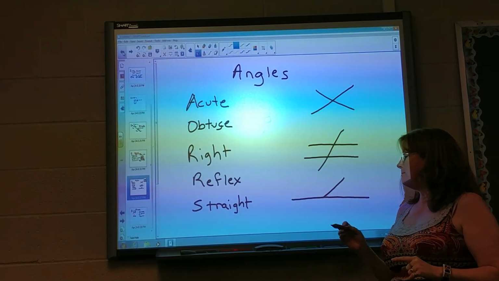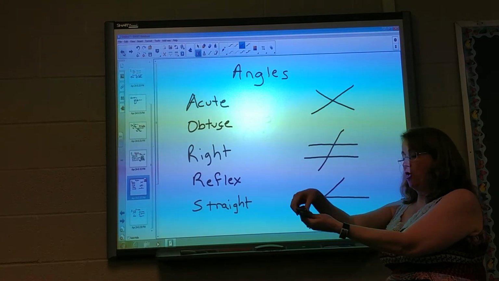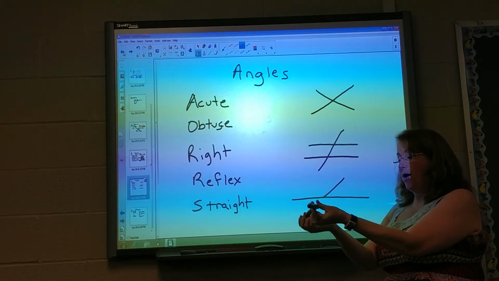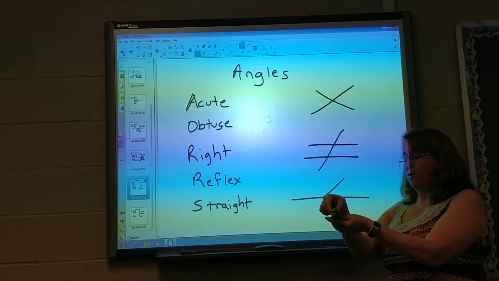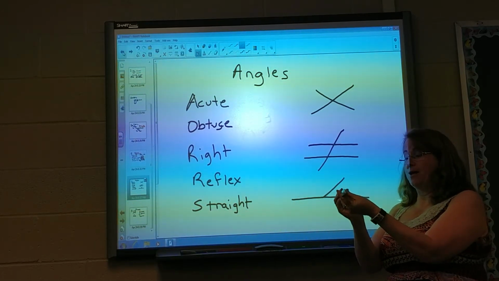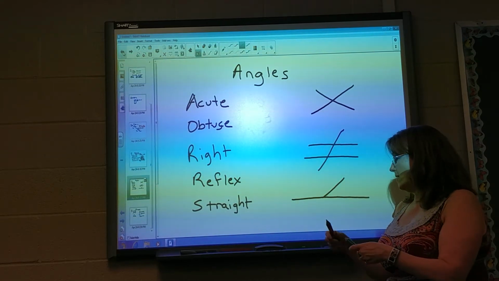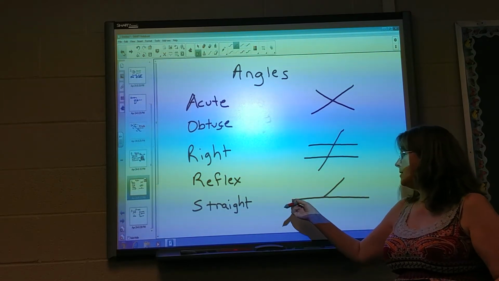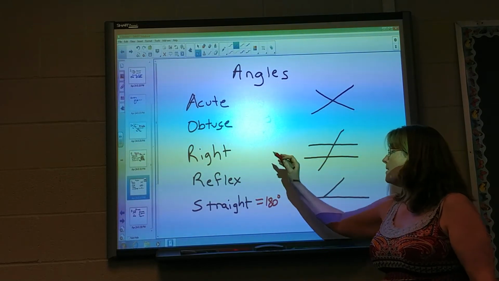If we stick these two together and we open it up, and we open it all the way around, we get 360 degrees. So if we only open it halfway, we get 180 degrees, which forms a line. So that is called a straight angle. So that equals 180 degrees.